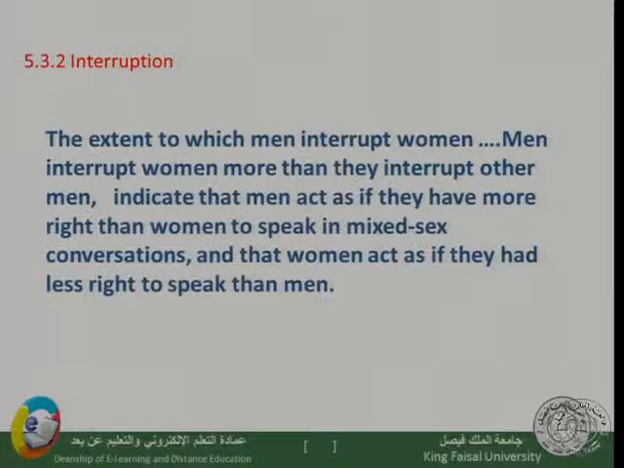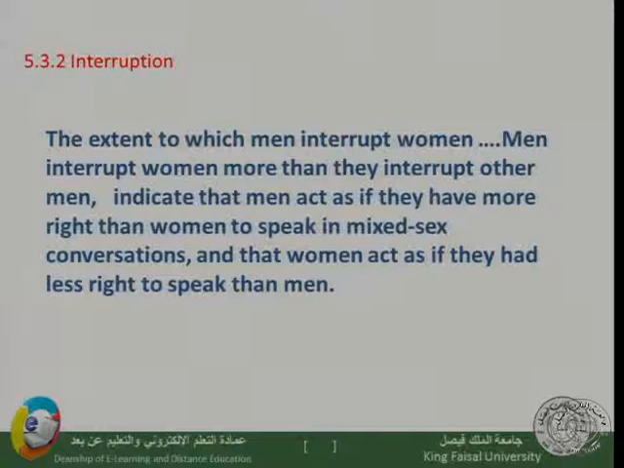We move to considering interruption, and another piece of research shows the extent to which men interrupt women, which is the point we need to consider. To what extent do men interrupt women? Now, the research shows that men interrupt women more than they interrupt other men. This indicates that men act as if they have more right than women to speak in a mixed-sex conversation, and that women act as if they had less right to speak than men.